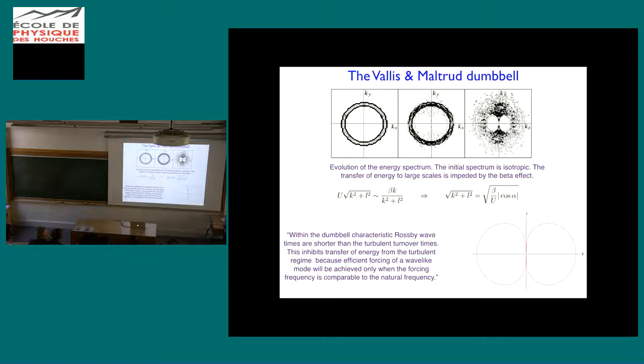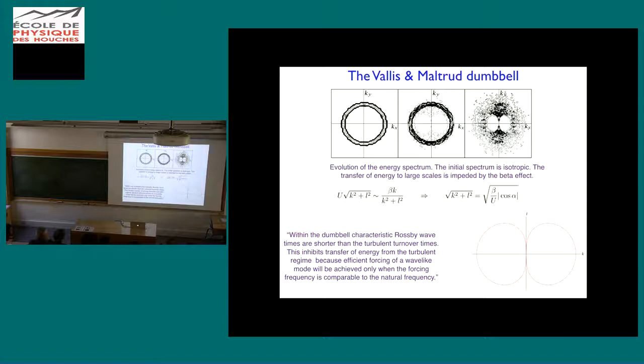So this is the initial value problem that I'm talking about at the moment. You start off at t equals zero with all of the energy on this annulus in the wave number space, and the nonlinear transfers start to take over, and at later times you form this pattern that they call the dumbbell. Right? You see there's this excluded region here, and everything is accumulating along the ky axis.